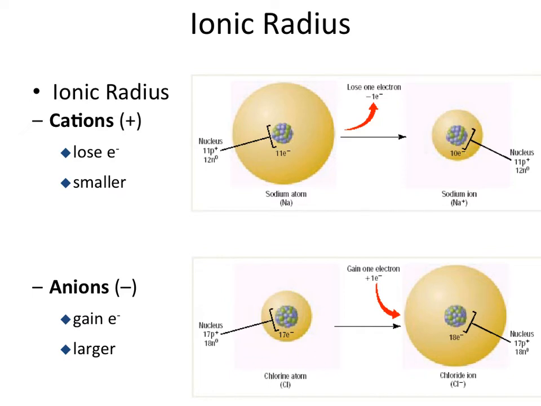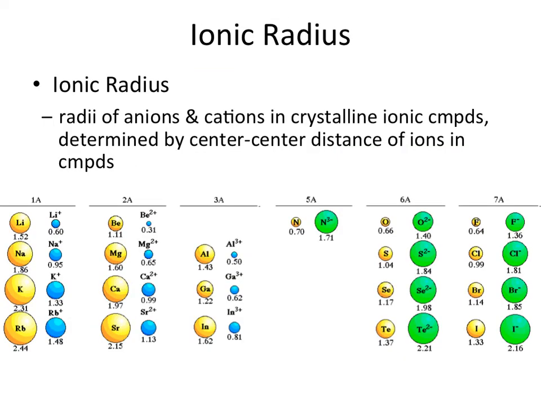So cations are going to decrease in size when compared to the parent atom, and anions are going to increase when compared to their parent atom. So the ionic radius, or this size, is basically calculated from the radii of anions and cations that are found within crystalline ionic compounds. It's figured out in a very similar way to what we indicated with the atomic radii, but obviously it's not done with the same type of element. So it's not an iron-iron or nitrogen-nitrogen bond that we're looking at. In this case, we're actually looking at lithium and fluorine crystal structure.